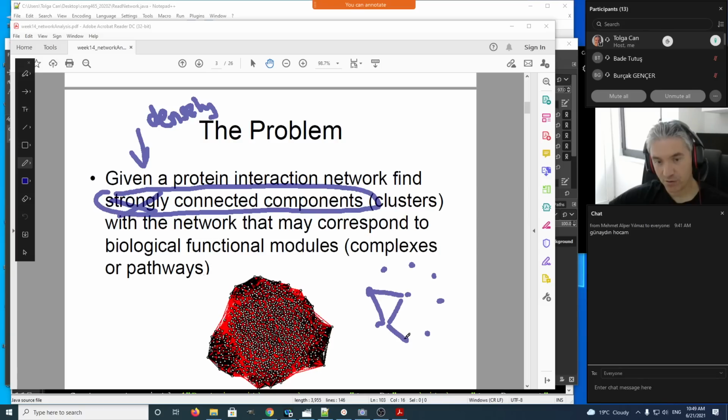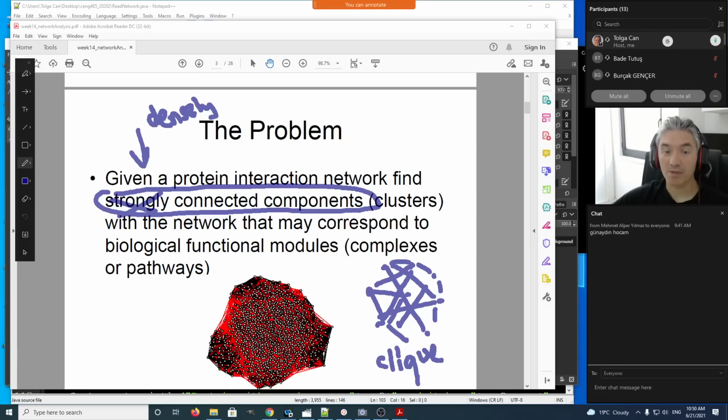Which means that if you're looking for a complete graph, all the edges between all of them exist in this graph. For example, imagine all the edges exist between all pairs. I'm not going to draw all of them, but you get the idea. This is called a clique or a complete graph. And finding the largest clique on a graph is an NP-complete problem. So it's called the max clique problem.